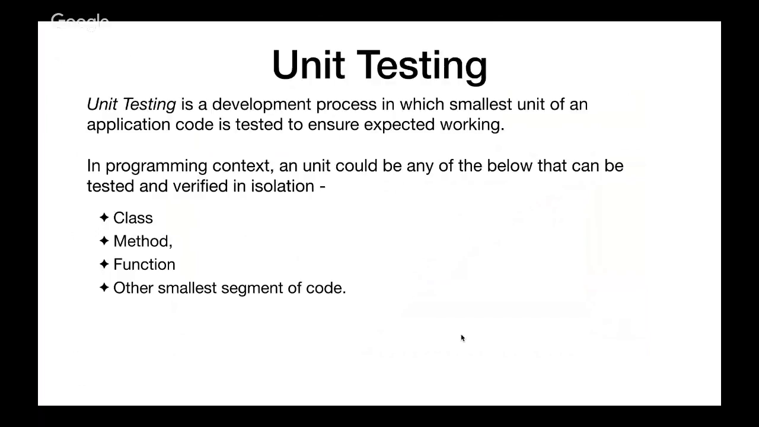Unit testing is a development process where we try to test the smallest possible unit in our application code. In general, in any programming, mostly Java, the smallest units could be classes, methods, functions, or any other smallest segment of code that you can test in isolation from the rest of the code.